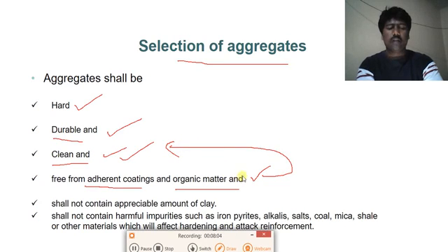And it shall not contain an appreciable amount of clay. It can contain some amount of clay, but some limits are there for the clay, so it should not be more than that.